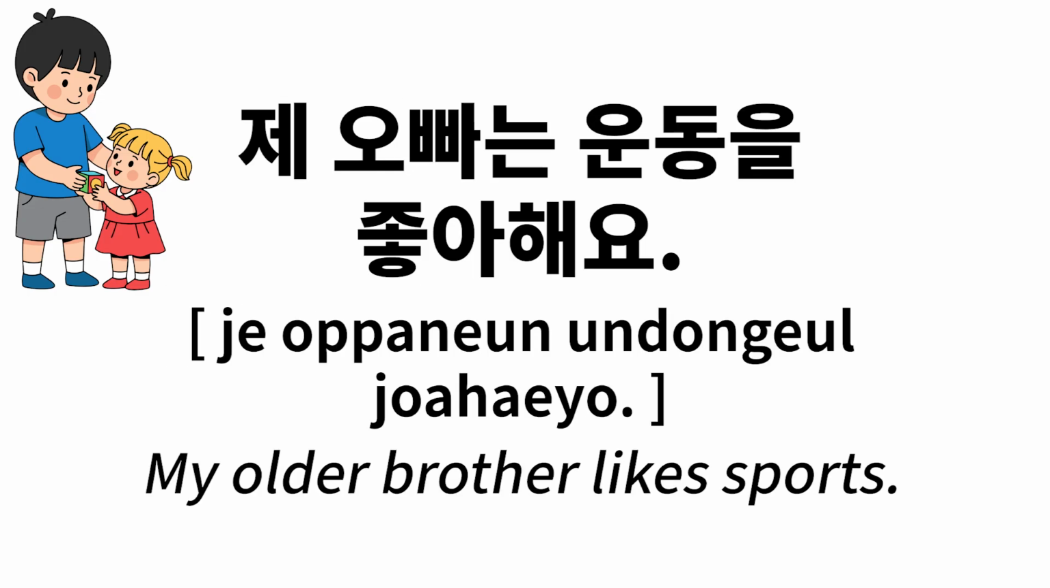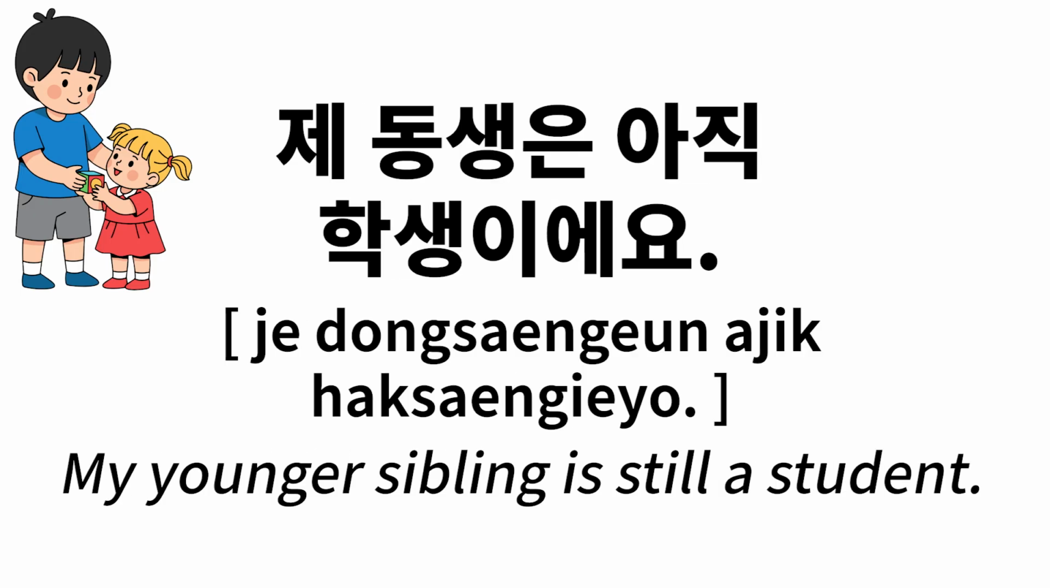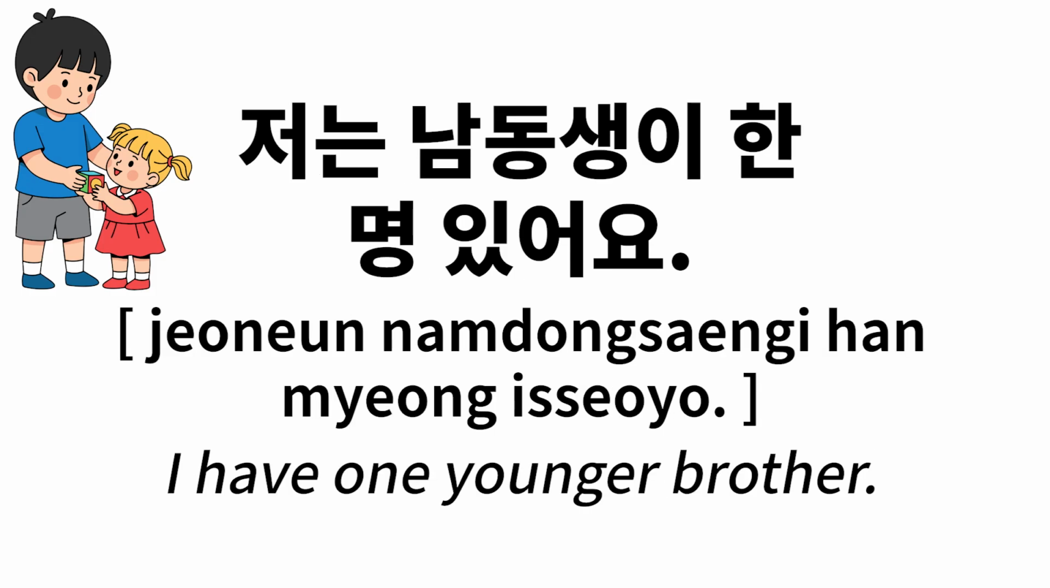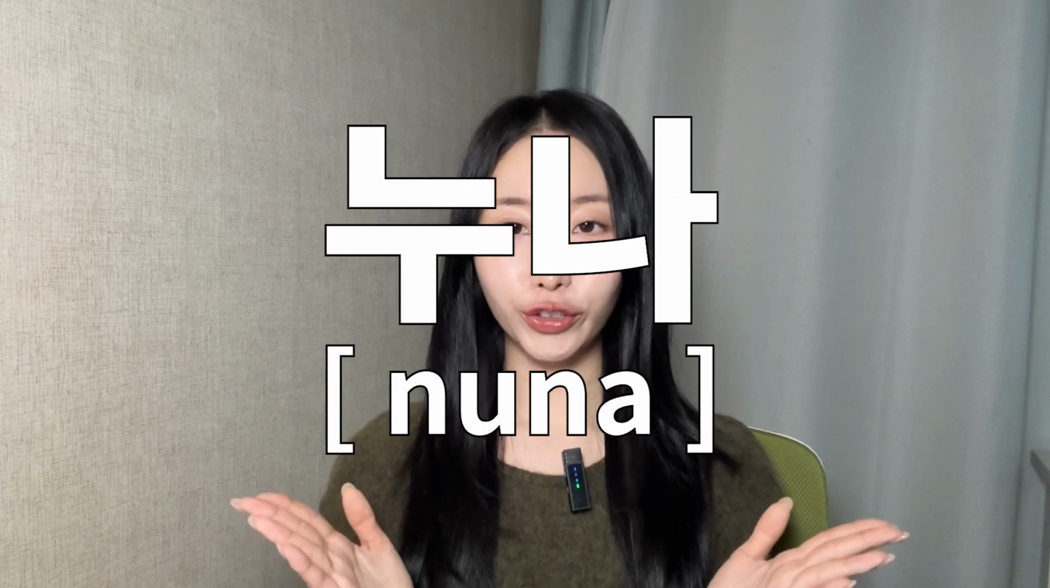Example, 제 오빠는 운동을 좋아해요. My older brother likes sports. 제 동생은 아직 학생이에요. My younger sibling is still a student. 저는 남동생이 한 명 있어요. I have one younger brother. So, if you're female and talking about your older brother, you say 오빠. If you're male and talking about your older sister, you say 누나.